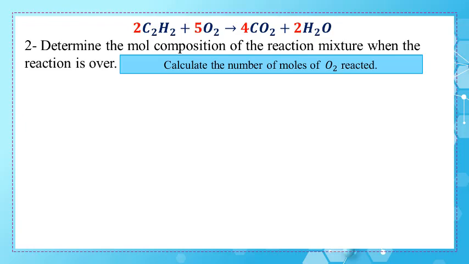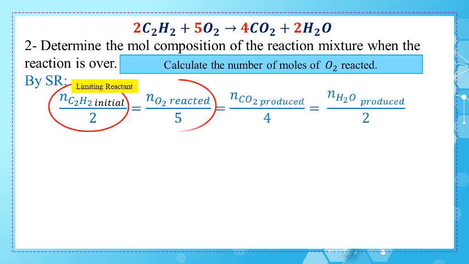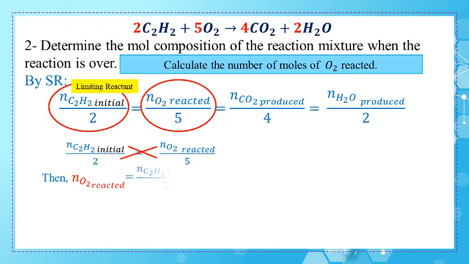Now, we want to calculate the number of moles of O2 reacted. By SR, we take the ratio of the limiting reactant with the ratio of O2 reacted. By cross multiplication, we find the number of moles of O2. It is equal to 2.5 moles.